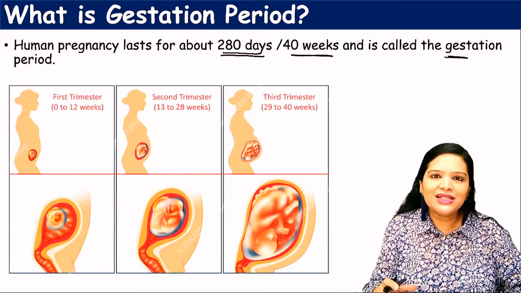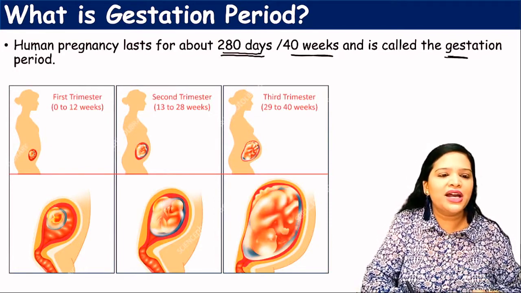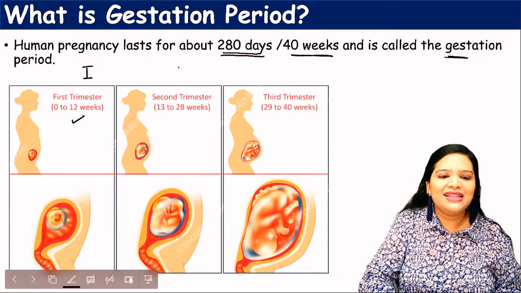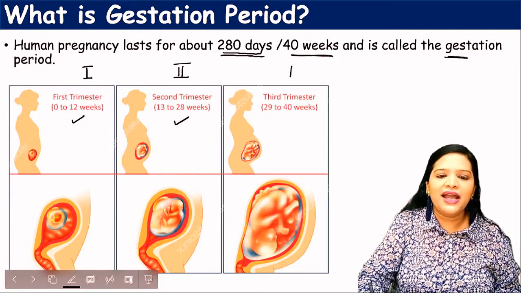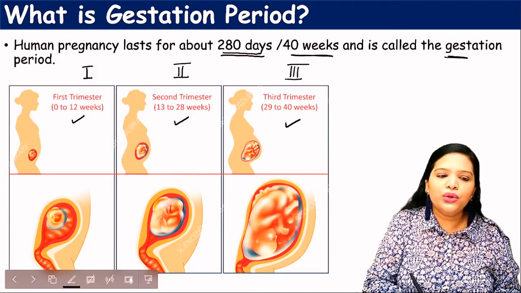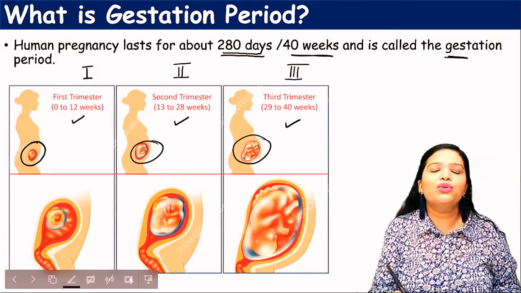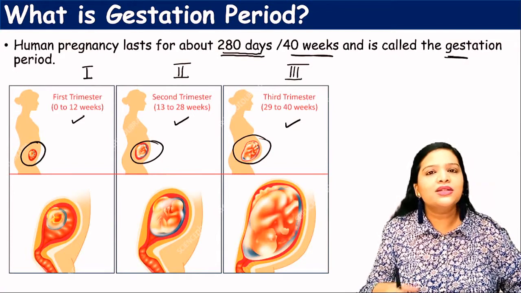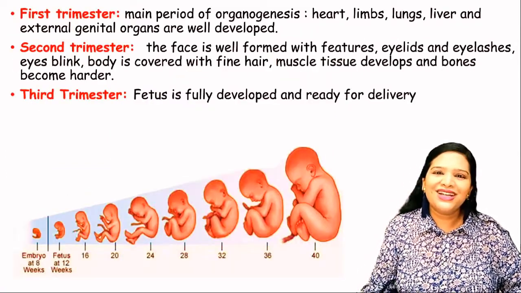Okay, so this gestation period, we divide into 3 trimesters. The first trimester lasts for 0 to 12 weeks, the second trimester lasts for 13 to 28 weeks, and the third trimester lasts for 29 to 40 weeks. So during these trimesters only, the embryo grows slowly and develops into a baby. Okay, so all these changes occur slowly during the trimesters. So let us see what happens.